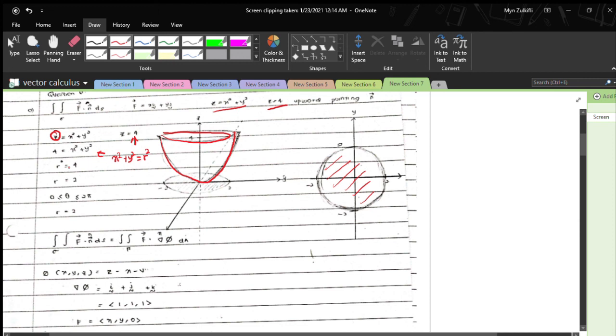So the radius for the circle is 2, and the range will be 0 until 2, and theta will be 0 until 2 pi because it is a complete circle.